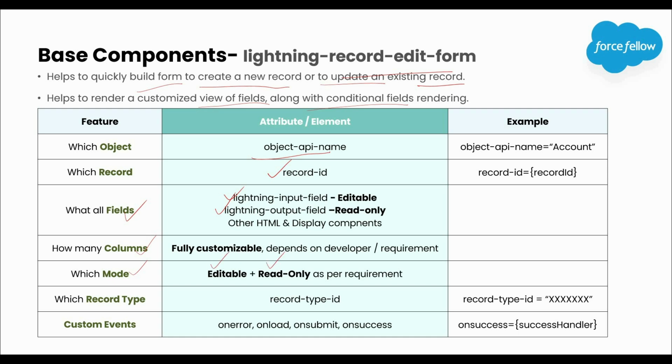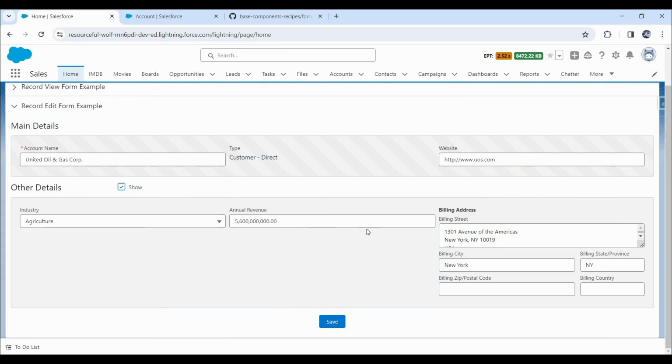Okay? And if you want to render picklist values for a particular record type, then you can pass that record type ID using the record type ID attribute. And also this form supports these events. So if you want to perform more customization, then you can subscribe to these events. Here in the demo, I have used onSuccess because I wanted to show a toast message once data is saved. Like once I click on this save button, then you will be able to see a toast message like this.